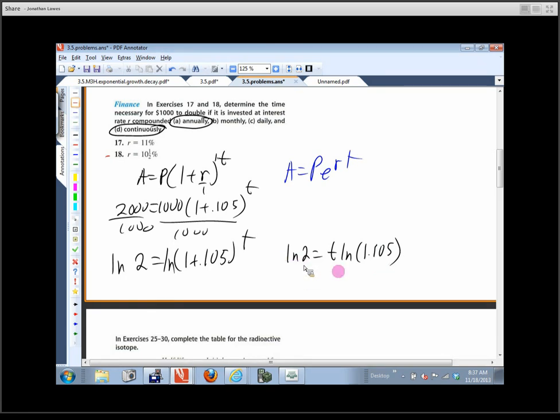That's a number. That's a variable right there, and that's a number. So how do I get rid of timesing by that number right there? Divide both sides by that number. So the answer on this problem is t equals the ln of 2 divided by the ln of 1.105. That will tell you how much time it takes to double. Any questions there?